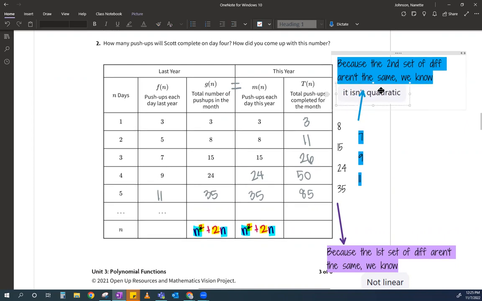It isn't quadratic. Oh, I know what to do. Maybe I need to shut my iPad down. Okay. So yay, because these aren't all the same, then we know it's not quadratic.